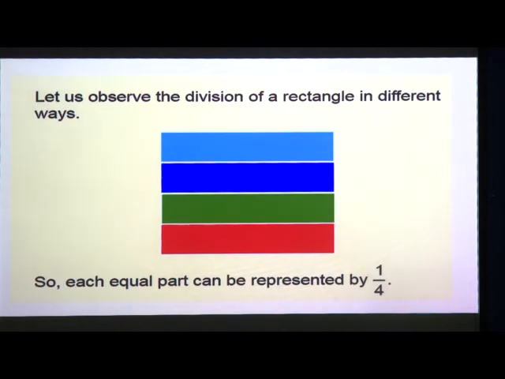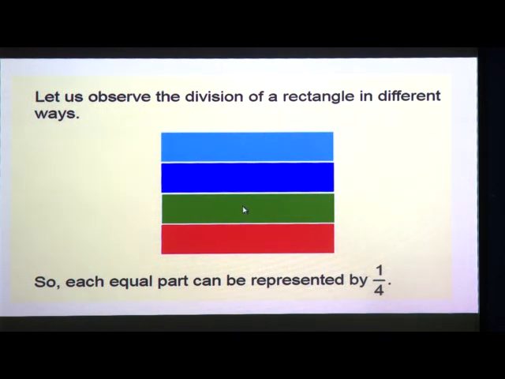Now, let us observe the division of a rectangle in different ways. This is a rectangle. You can see the longest part which is length and the shortest part which is breadth. If it has not been divided into different parts, it is just a rectangle. Now see, this rectangle has been divided into 4 equal parts shaded by different colors.